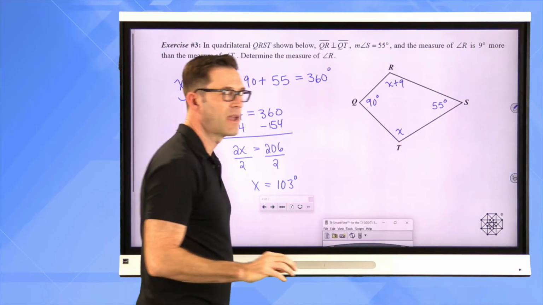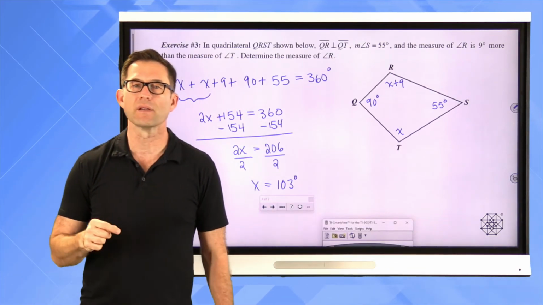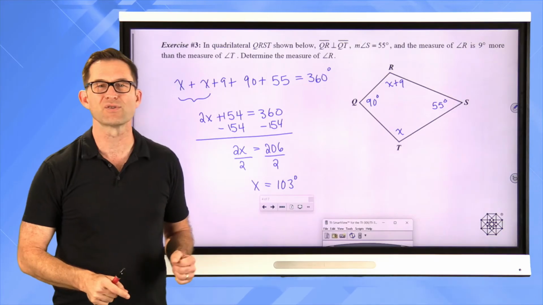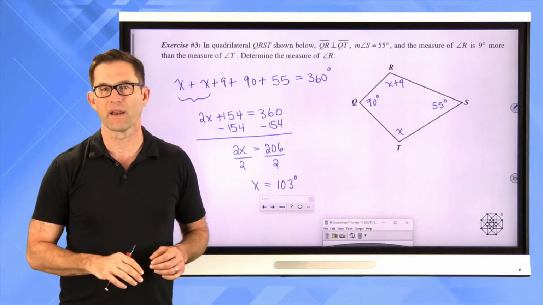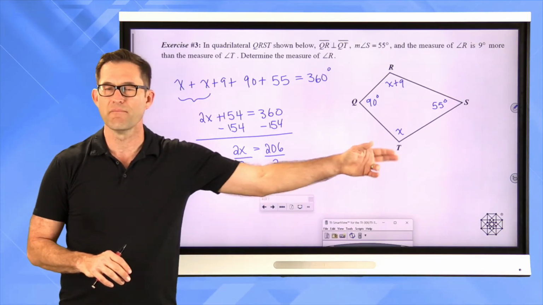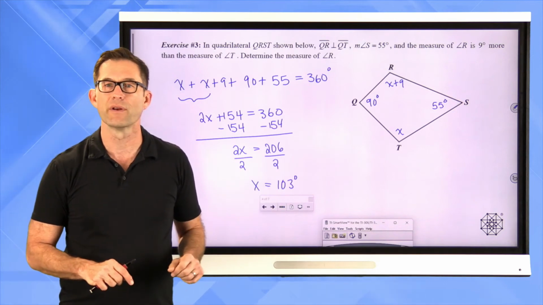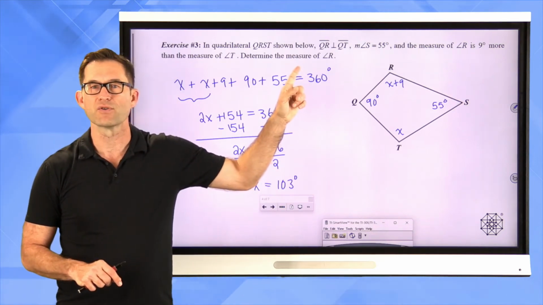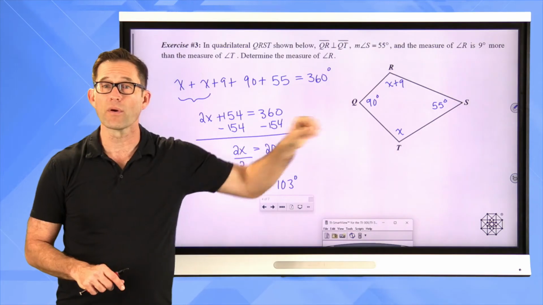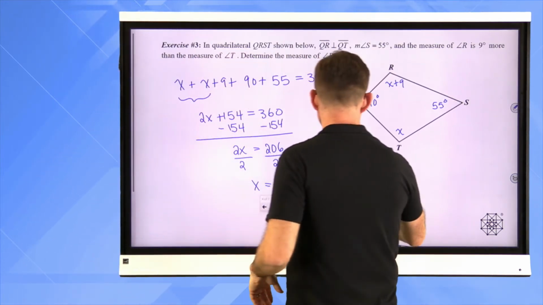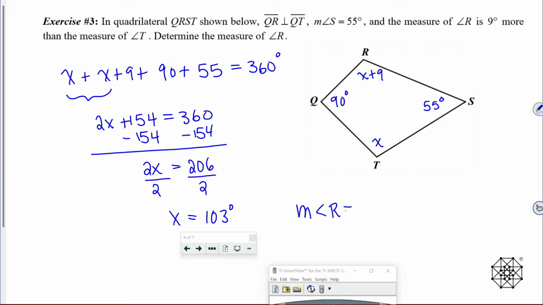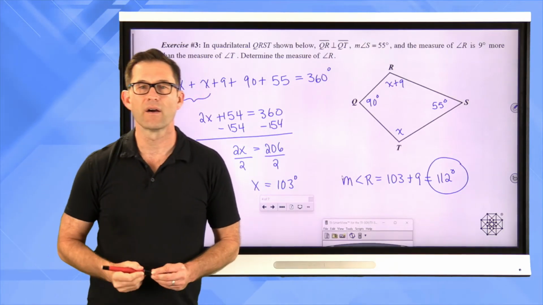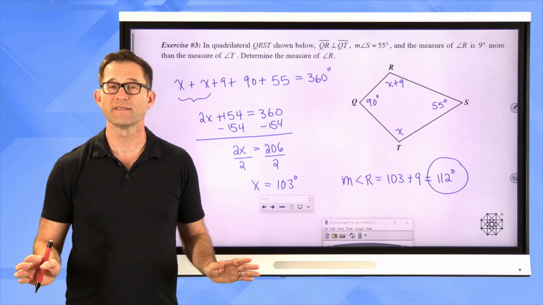Now, I always have to be careful in any problem, but this happens a lot in geometry, where I come up with an answer, but it's not, unfortunately, my final answer. So, yes, measure of angle T is 103 degrees, but they asked me for the measure of angle R, which is 9 degrees more than the measure of angle T. So the measure of angle R is equal to 103 plus 9, or 112 degrees. All right, great. That's it.